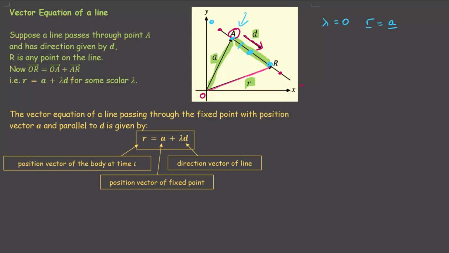We saw this in the introduction where we had R was (2, 15), that was the fixed point on the line, plus t times (3, -4). So (2, 15) was the A, the fixed point on the line, and (3, -4) was the direction of the line. Every hour it went 3 units east and 4 units south.